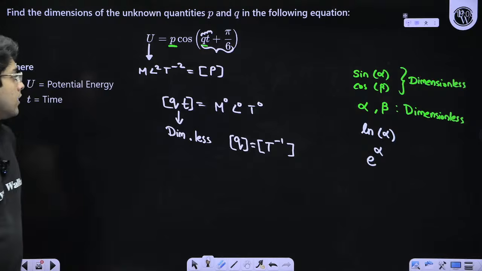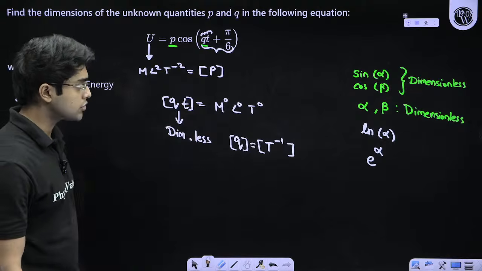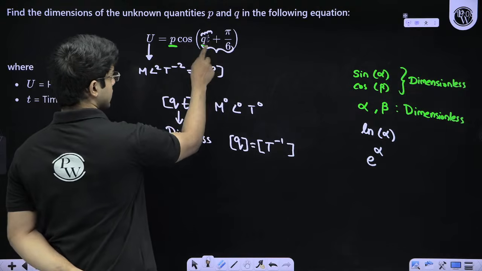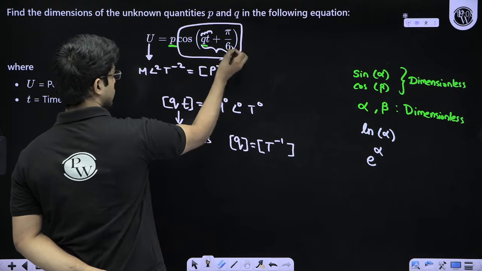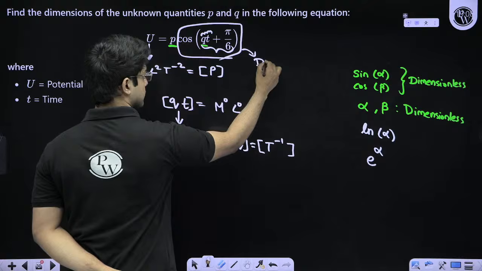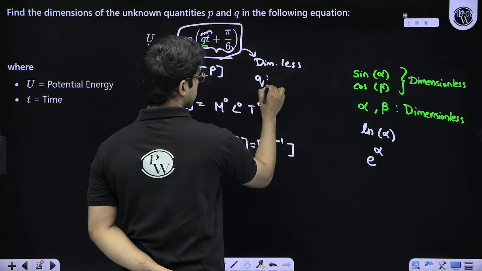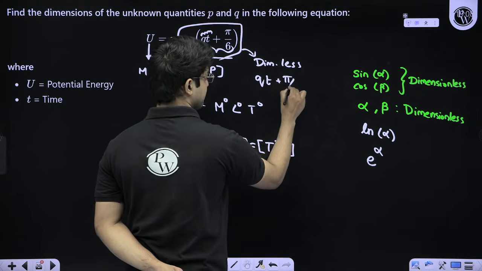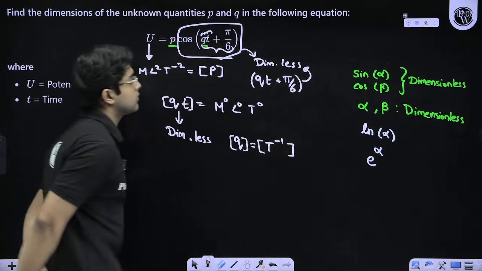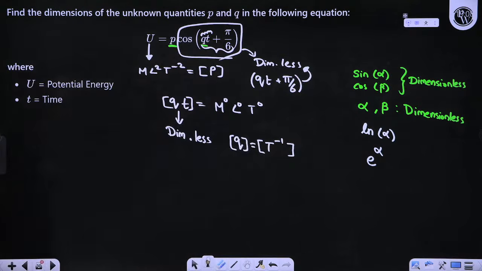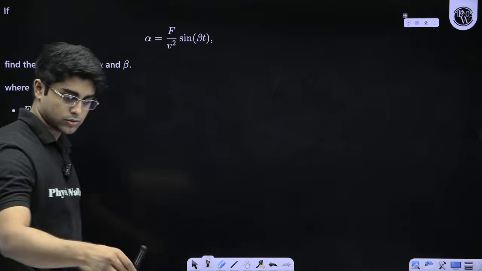So just remember, whenever you have a trigonometric function, the input is dimensionless and also the output. So this whole cos, whatever it is, is also dimensionless. And Qt plus pi by 6 is also dimensionless whenever you have a trigonometric function. Okay, so now this is the next question.